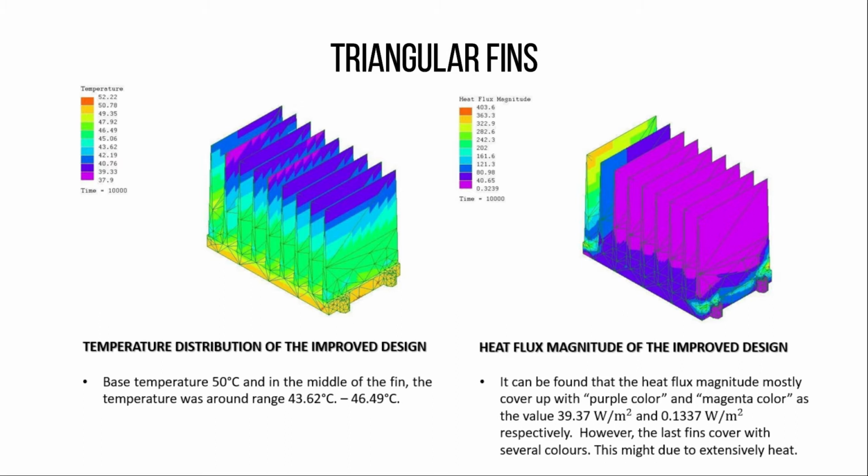At the tip of the fin, we also found cooler temperatures, around 37 to 39 degrees Celsius. For the heat flux magnitude of the improved design, it is mostly covered with purple color and magenta color as the values 39.37 watt per meter square and 0.1337 watt per meter square respectively. However, the last fin is covered with several colors. This means that there is higher heat flux magnitude at that point.